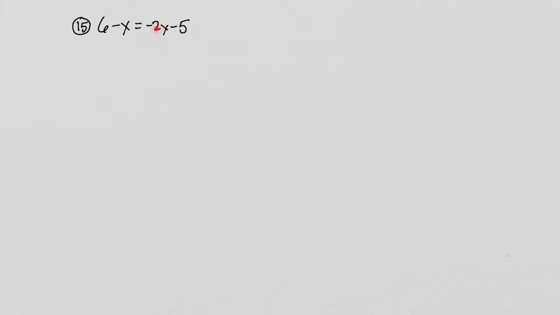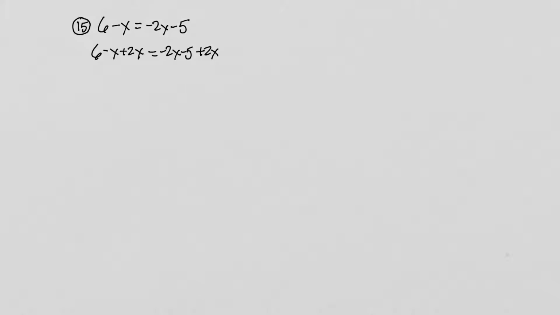So let's get rid of these. So what we'll do is a negative 2x. Let's do the opposite. Let's add 2x. So we are going to get 6 minus x and then plus 2x equals negative 2x minus 5 and then plus 2x, right? We're trying to eliminate that negative 2x, so I'll do the opposite. Negative 2x, add 2x to both sides.